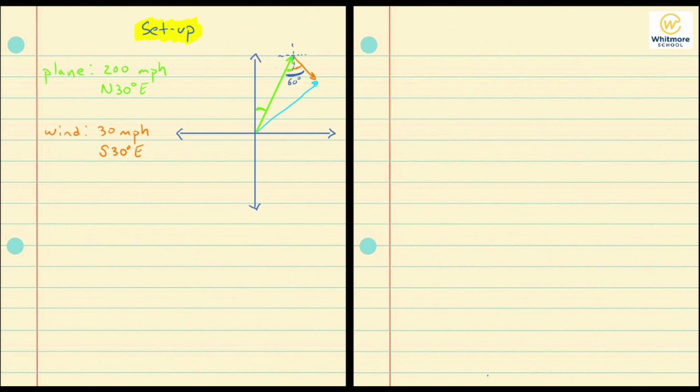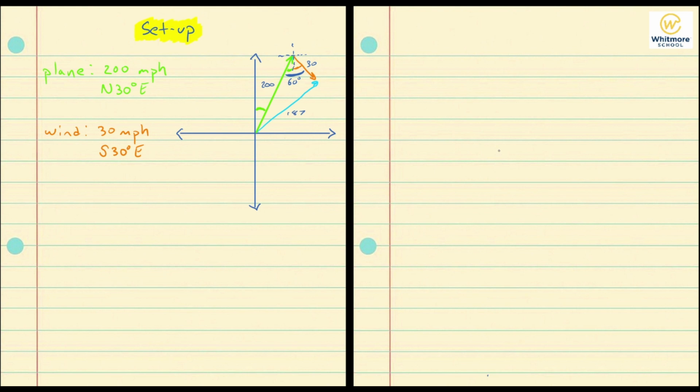So I already know that the magnitude of the plane is 200. I know that the magnitude of the wind is 30. And we already calculated from the last video that the magnitude of the ground speed of the plane is 187. Fantastic. Now I have three sides and an angle. And so now we can use the law of sines.